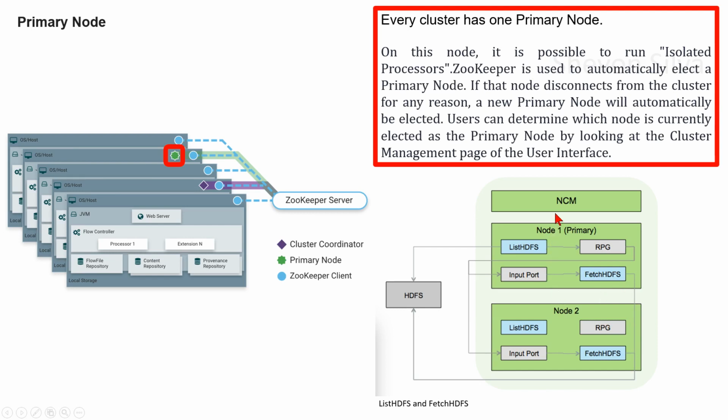Here you can see node 1 primary and node 2. List HDFS is connected to the RPG here, and also HDFS here, and the RPG is connected to the input port in node 1 and the input port in node 2. The input port is connected to Fetch HDFS, and Fetch HDFS is connected to HDFS.